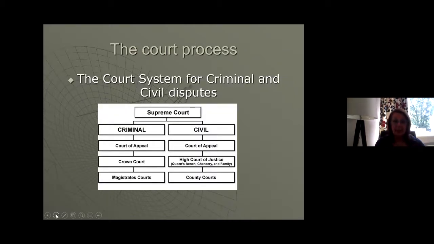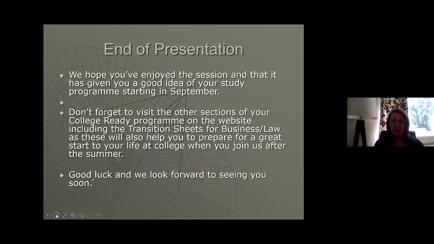This is the court process. So you'll see down the left-hand side we've got the criminal law process, and you'll see down the right-hand side we've got the civil law process. Both cases will start in either the Magistrates' Court or the County Court, and they'll work their way up to Crown Court, Court of Appeal in the criminal sector, and High Court of Justice or Court of Appeal in the civil sector. And that ends my short presentation on how law is made.